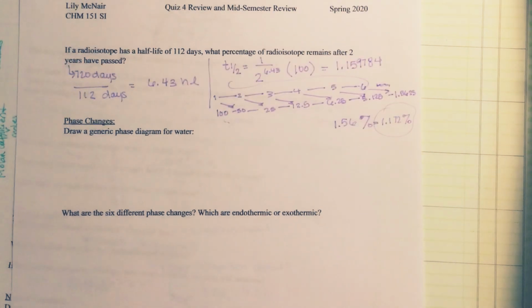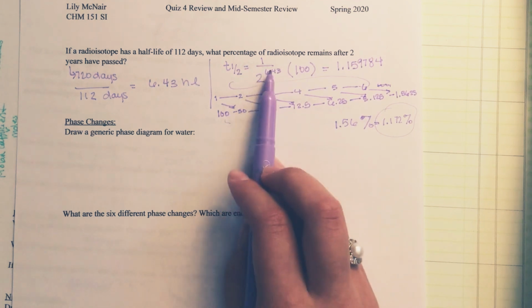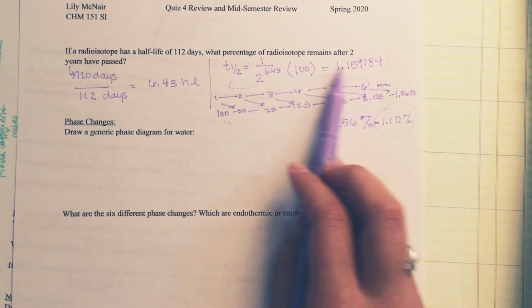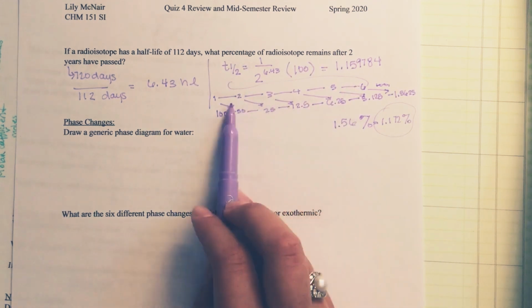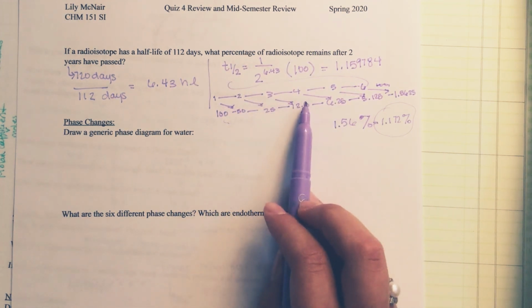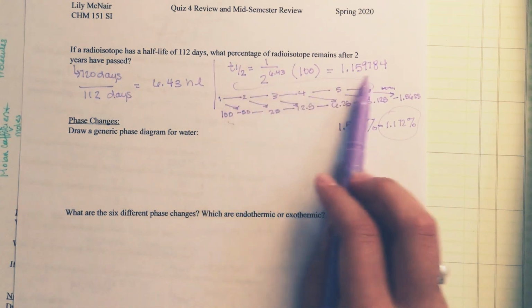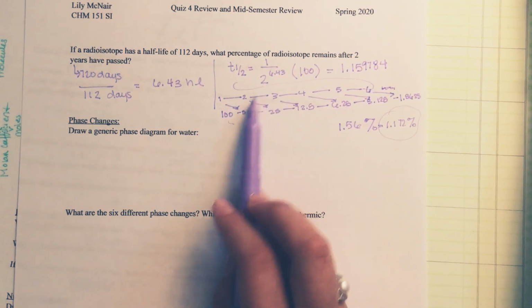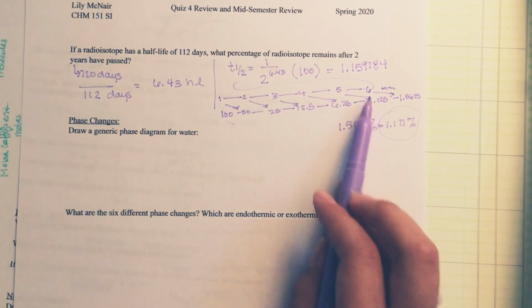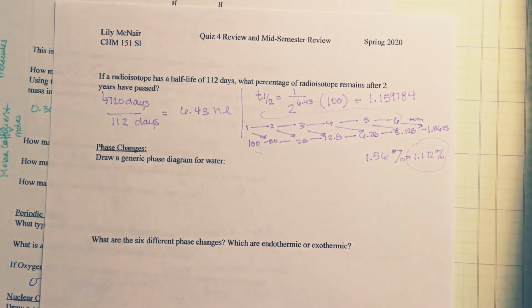Okay. You could use this more if you divided 1 over 2 to the 5th, but this is going to need a better mathematical ability than this one, where we're just saying, okay, first half-life, second half-life, third half-life, fourth half-life, fifth half-life, sixth half-life. If I was doing this on a quiz, I would use this one, and then I would use this one to check this one, to make sure that I'm in the area of the right answer. Okay? And so that ends the nuclear chemistry video for the quiz 4 review and mid-semester review.